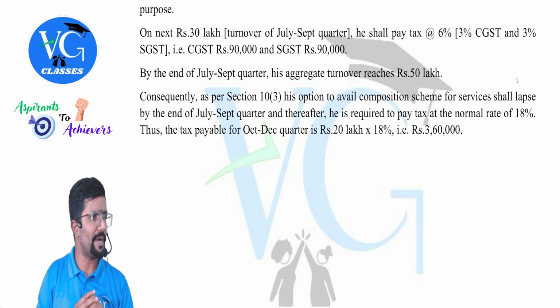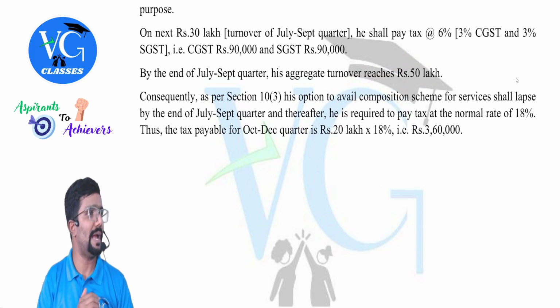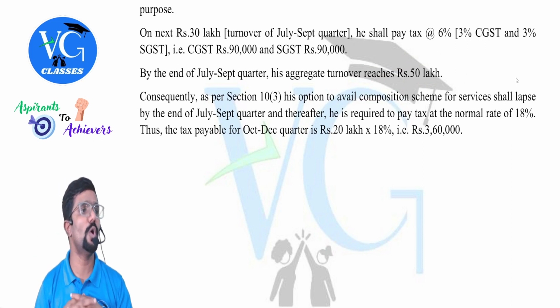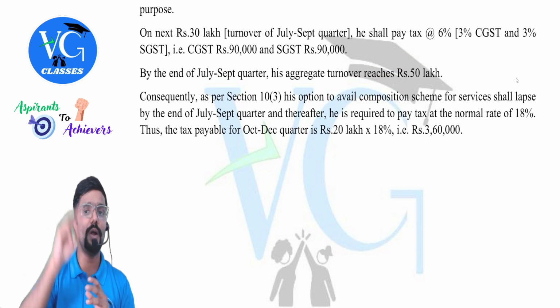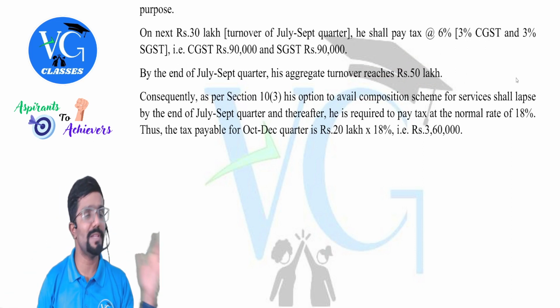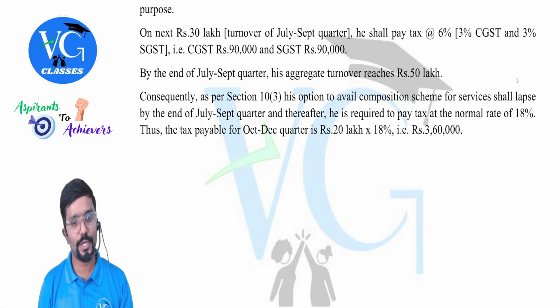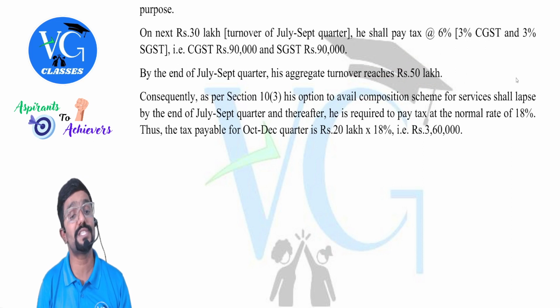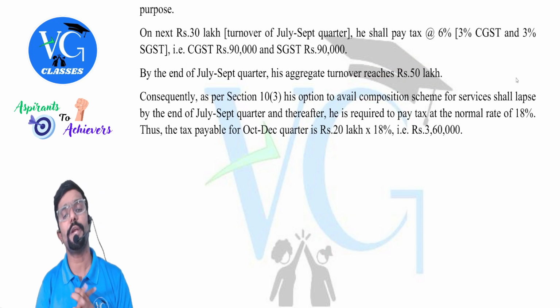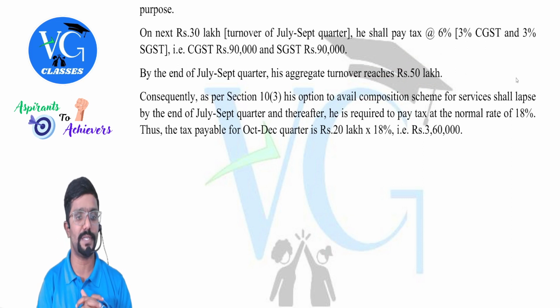By the end of the second quarter, he became ineligible, because his turnover has touched 50 lakh. So up to 50 lakh, composition scheme. Over and above that, you have to go under the normal scheme. So in the third quarter, he has to pay tax on the turnover as per normal scheme, guys. Consequently, as per section 10(3), his option to avail composition scheme for services shall lapse by the end of July-September quarter, and thereafter he is required to pay tax at the normal rate of 18%. Thus, the tax payable for October-December quarter is 20 lakh into 18%.